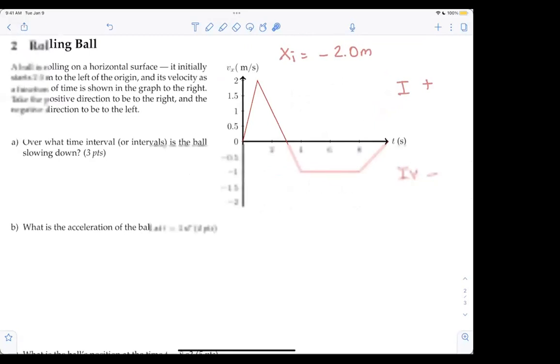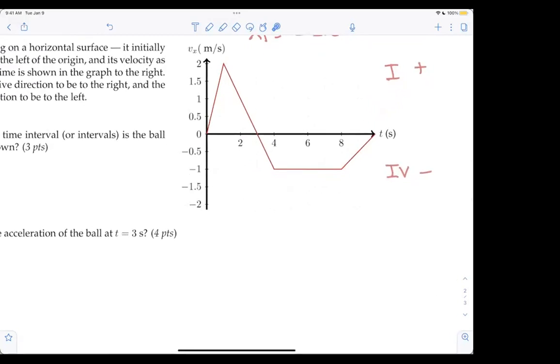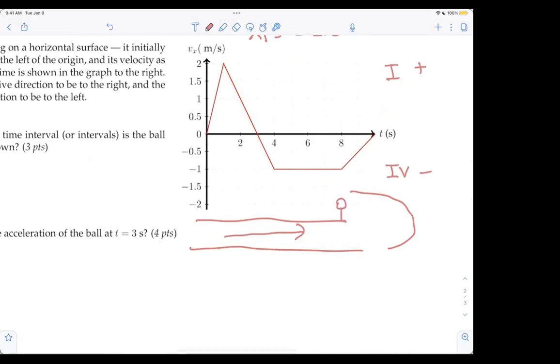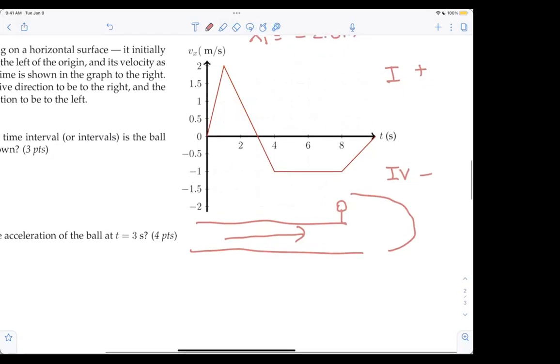But I would think about it more like if you're on a street. Say there's a U-turn and I want to go this way. From 1 to 3 is me moving to the right and then slowing down. Let's say here's a stop sign. From 3 to 4, for example, is me turning around, moving now to the left, and now I'm speeding up to the left.